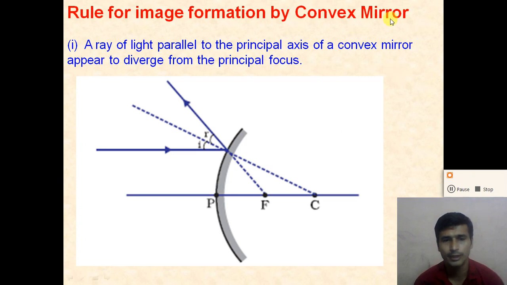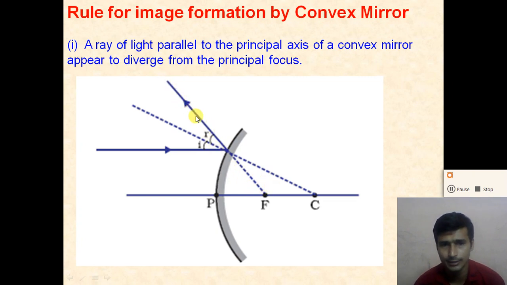So the convex mirror is also called the diverging mirror. So here, when the ray of light is incident parallel to the principal axis, the center of the convex mirror is called the pole, the center of the mirror sphere from which the mirror is made is called the center of curvature, and exactly at half the distance the principal focus is there, right? So now when the ray of light is parallel to the principal axis, after reflection the ray of light is diverted in this direction and it will appear to diverge from the principal focus.